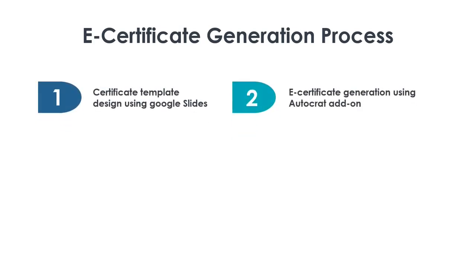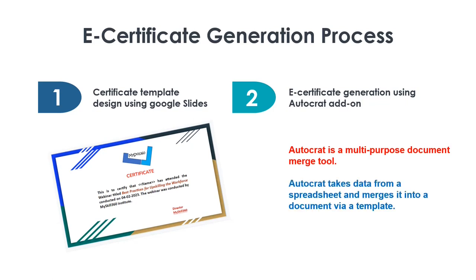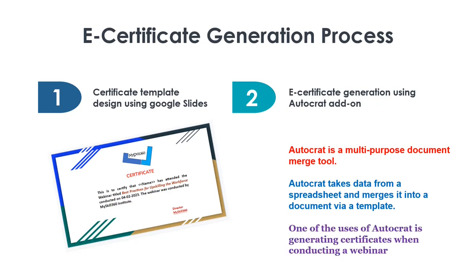E-certificate generation is a two-step process. First, we need to design a certificate template using Google Slides and later generate e-certificates using Autocrat add-on. Here is a brief introduction about Autocrat add-on. Autocrat is a multi-purpose document merge tool. Autocrat takes data from a spreadsheet and merges it into a document via a template. One of the uses of Autocrat is generating certificates when conducting a webinar.